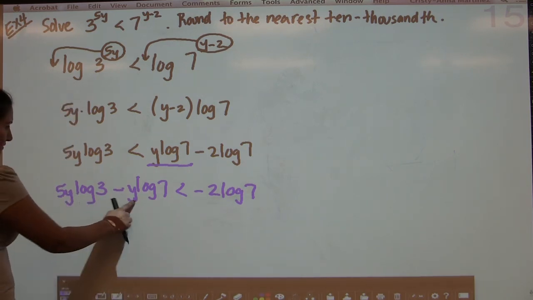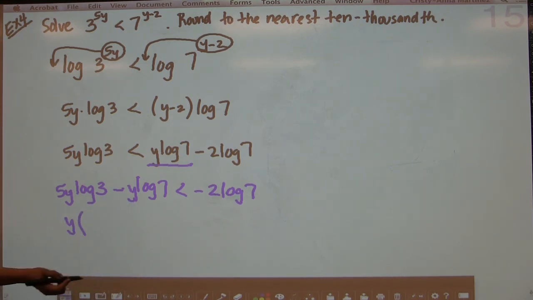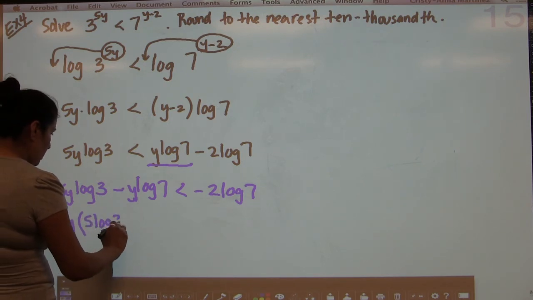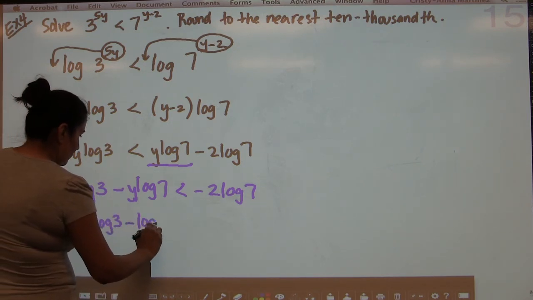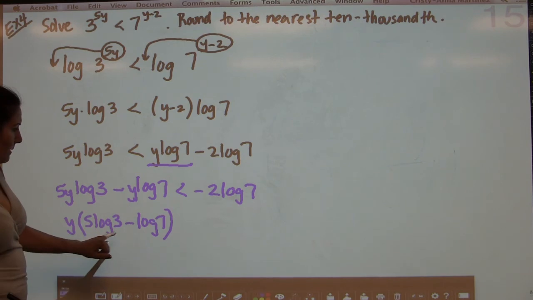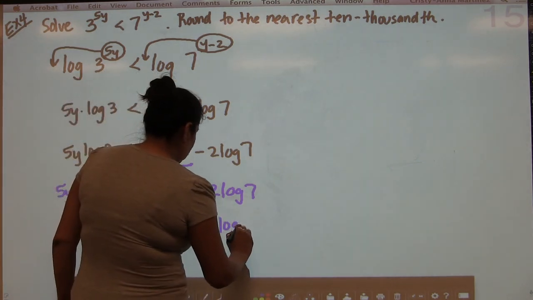Now that they both have a y in common, I can pull the y out, factor basically, and I'm going to be left with 5 log 3 minus log 7, right? So the y, they both have a y, so I pulled it out. I get 5 log 3 minus log 7 less than negative 2 log 7 on this side.